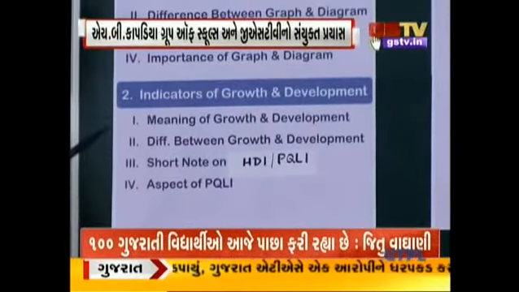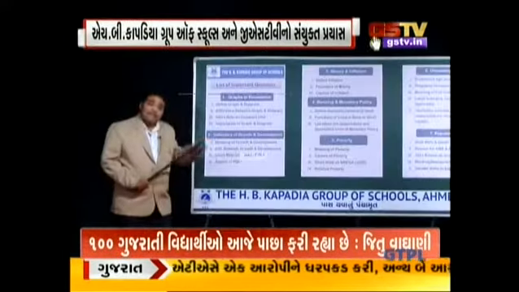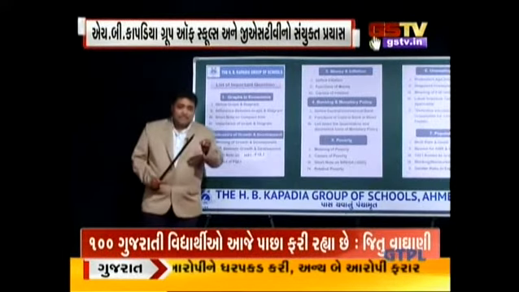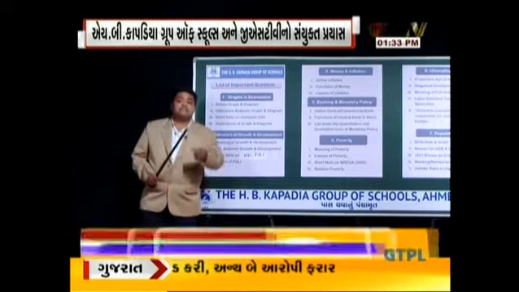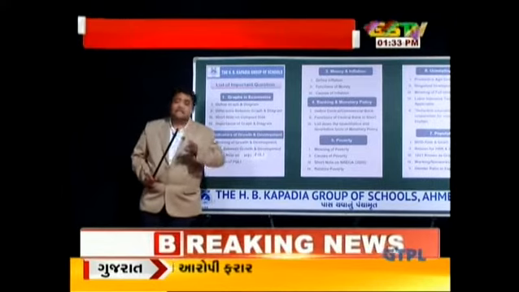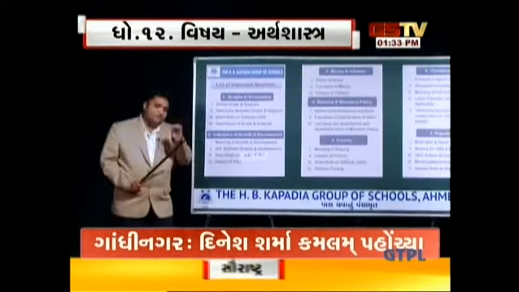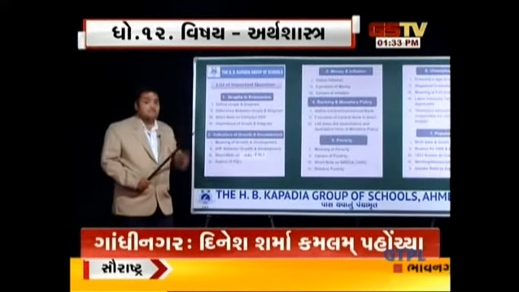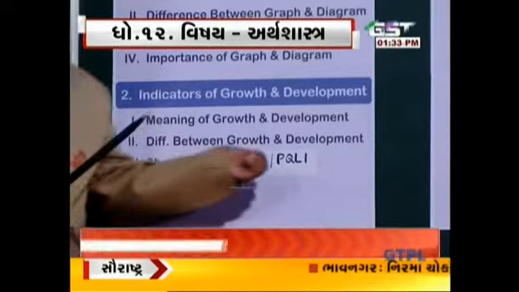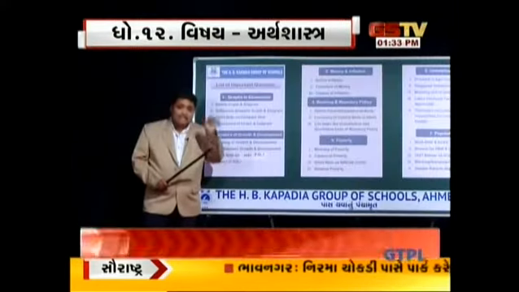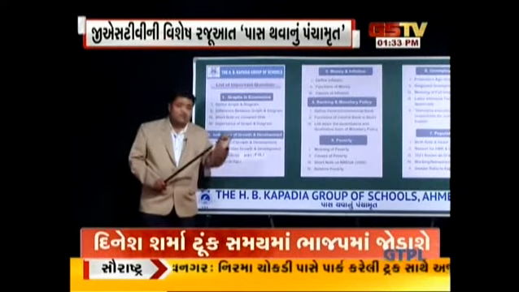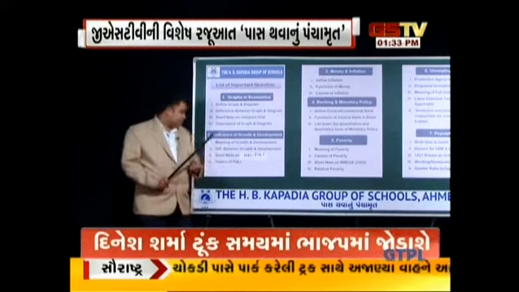Then we have the difference between growth and development. In this you have to write at least 5 points if it is asked in 5 marks and 3 points if it is asked in 3 marks. So you have to learn at least 5 points for the examination. But remember students, whenever you are writing this, please explain it in a very proper manner. Do not write it in very cut short.